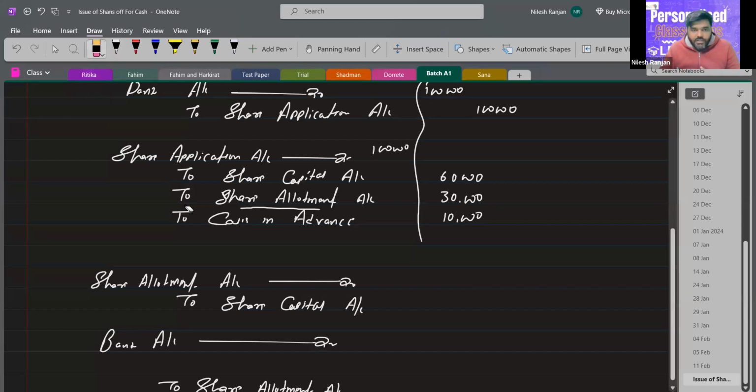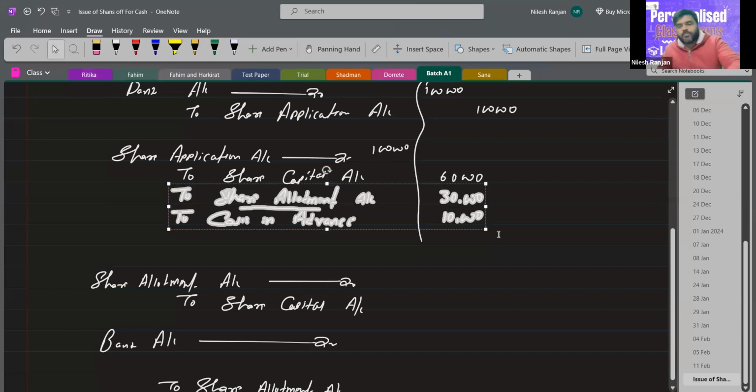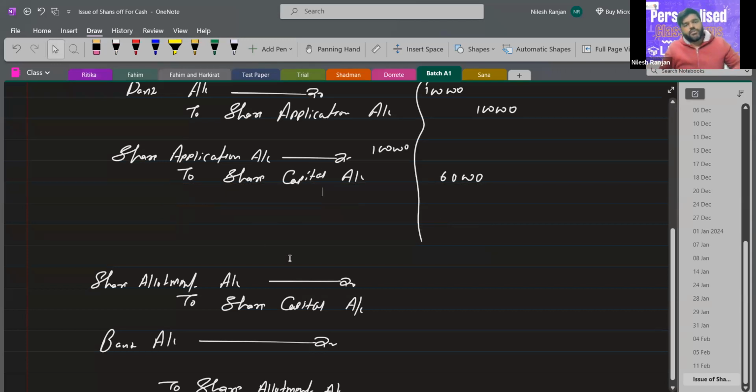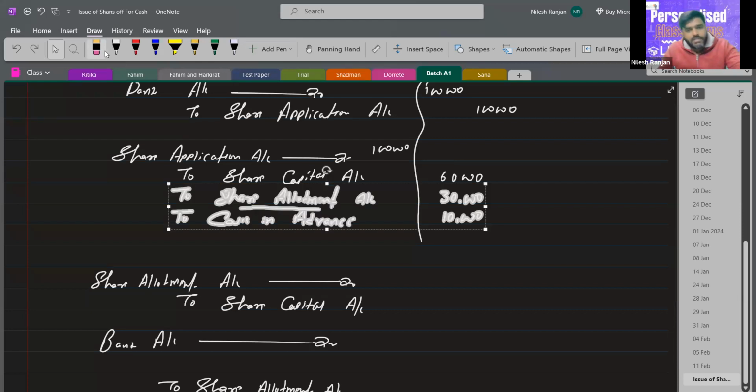So if you don't write 30,000 and 10,000 here, then what will happen? You have to write 60,000 here also. So if you match this entry with the first one, you will get confused, because in the first entry it is 1 lakh, in the second entry it is 60,000. So you will not know where the amount went. And then you will write 30,000 here, 10,000 in first call. So the amount is distributed separately in different entries. You will not understand, that is confusing. So that's why we pass this entry.